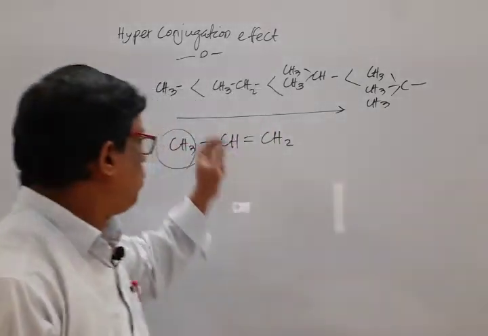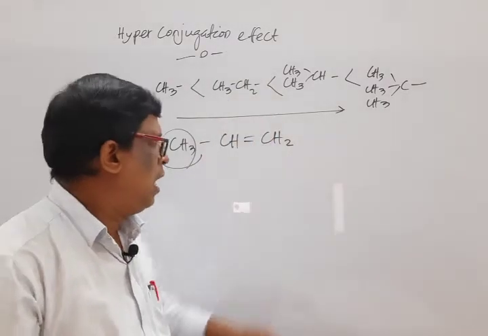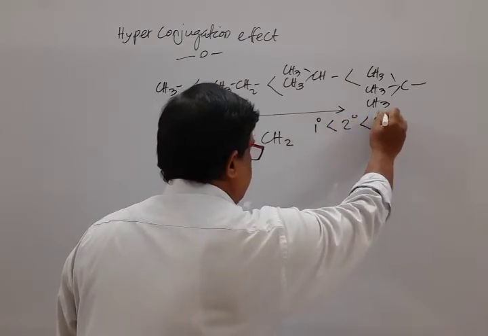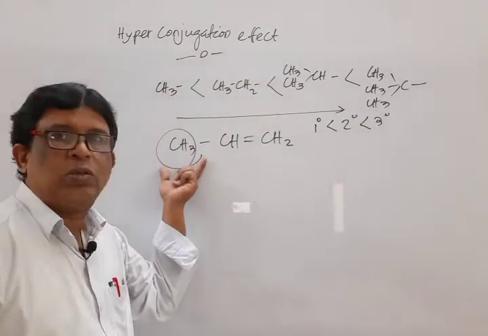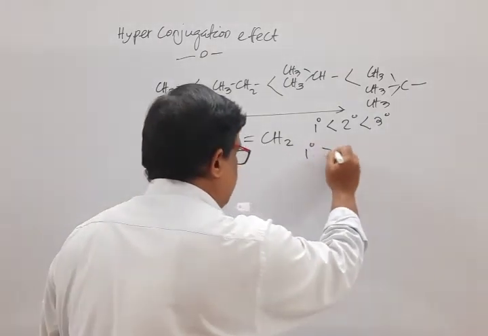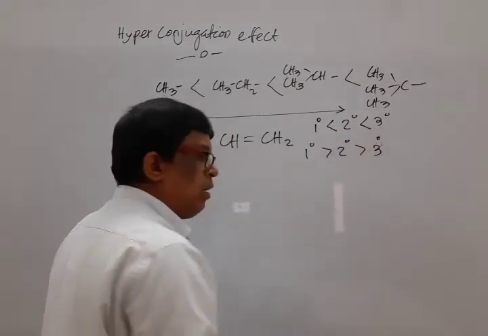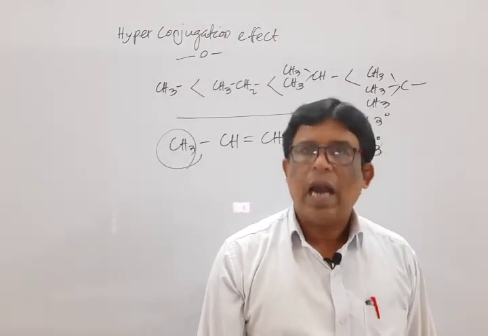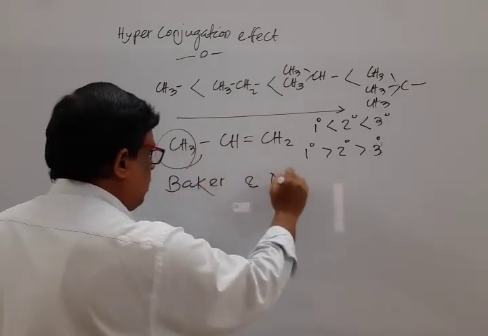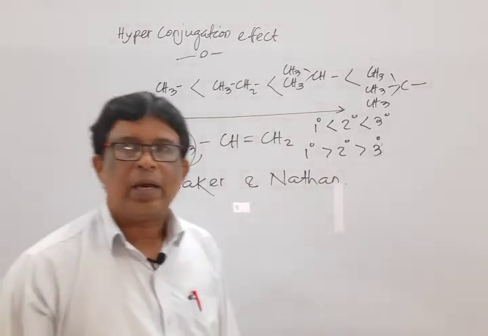That means the reactivity of the alkyl group is reversed. Before that, in the inductive effect, reactivity gradually increases as 1 degree less than 2 degree, less than 3 degree. But when the alkyl group is attached to a multiple bonded carbon, the reactivity is reversed, that is 1 degree greater than 2 degree, greater than 3 degree. This effect was first identified by Baker, B-A-K-E-R, and Nathan. That's why this effect is also known as the Baker-Nathan effect.